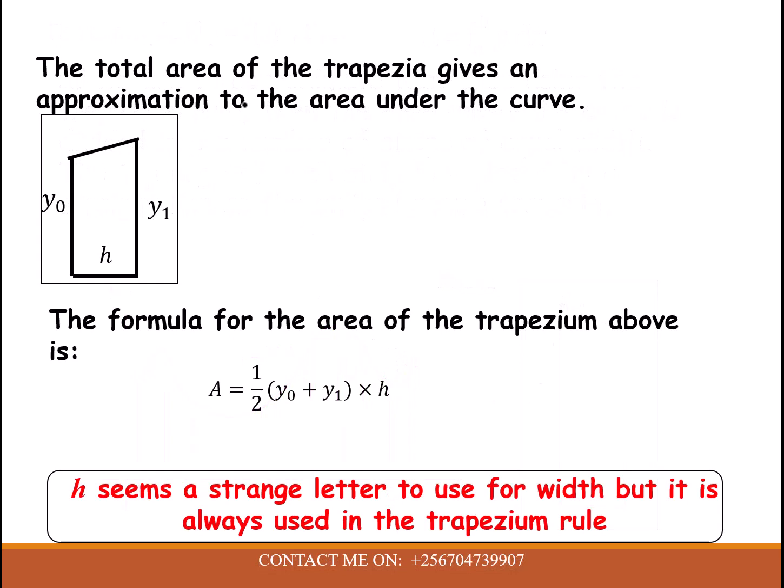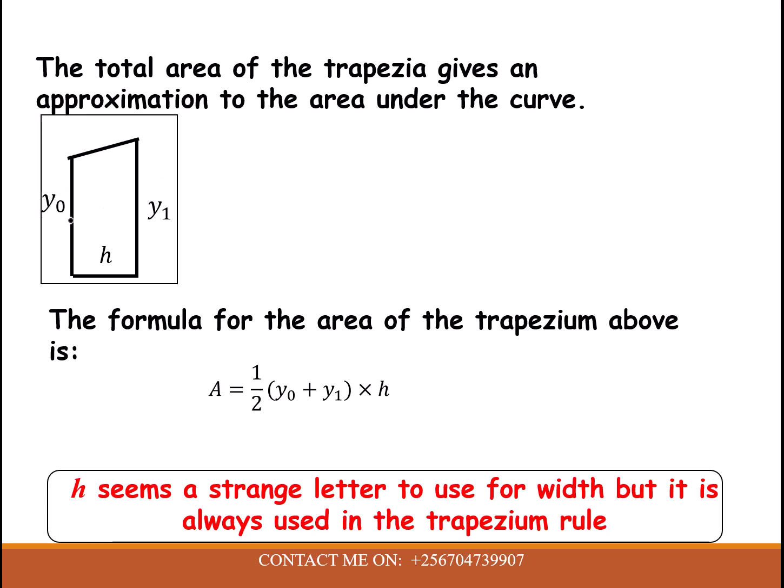The total area of the trapezia gives an approximation to the area under the curve. This formula will always be used to get an approximation of the area. That means if you want the exact area, then you use the formula for integration, which is from calculus. But if you're using the trapezium rule, the area you'll get will be an approximation of the actual area.